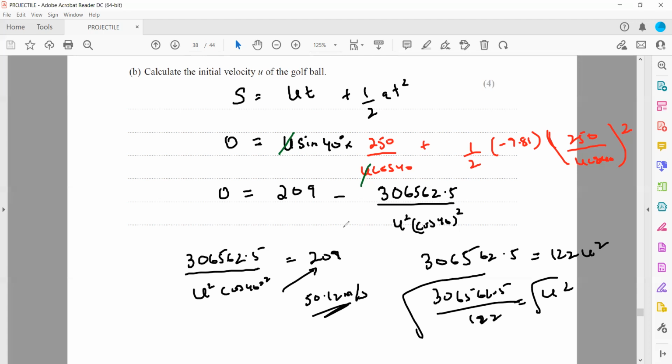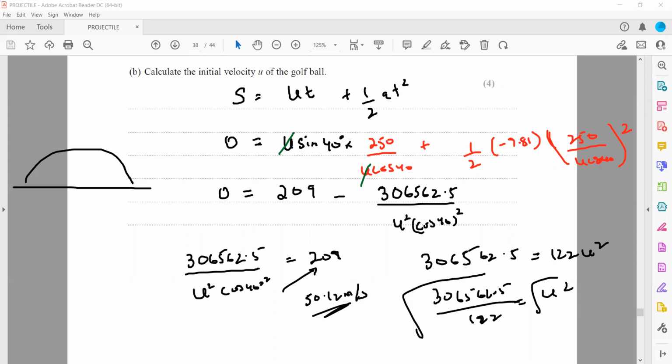So why did we take the vertical displacement as 0? It is always the case that whenever an object lands on the same surface, the vertical displacement is 0. Okay.